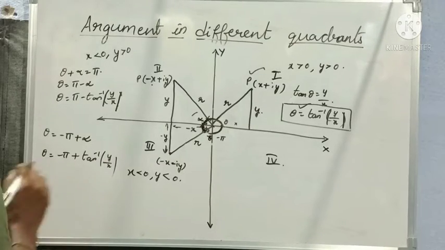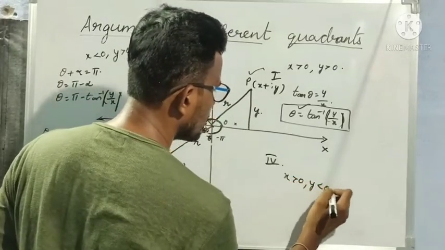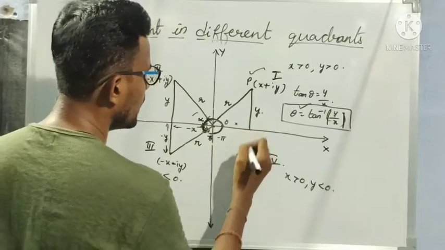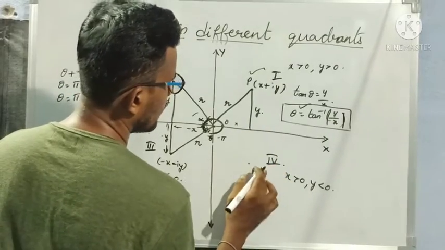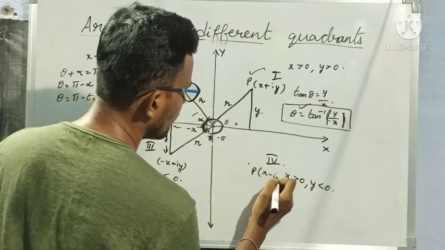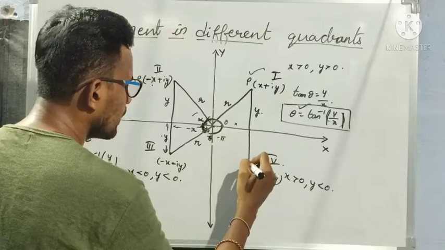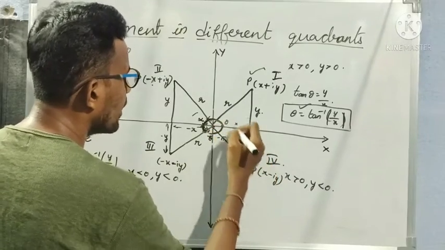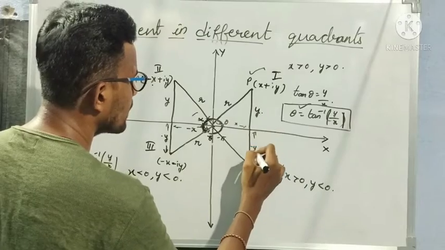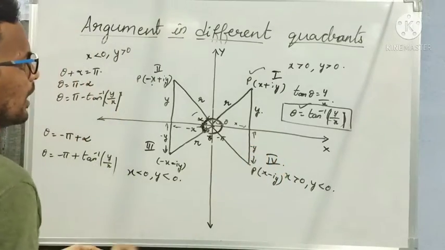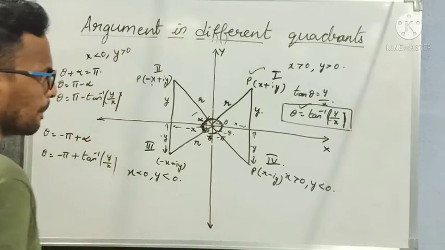So this is the third quadrant. Next, the fourth quadrant: x greater than 0, y less than 0. So here my complex number will be x greater than 0 means positive x, and y less than 0 means minus iy. My distance covered on the x-axis will be the same x only, but my distance covered on the y-axis is minus y. And here also my theta becomes minus theta.